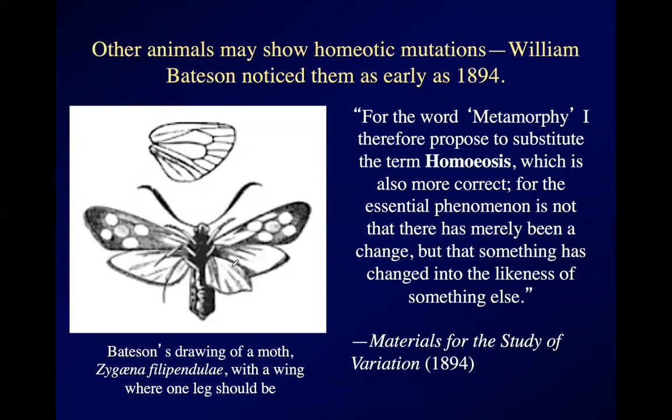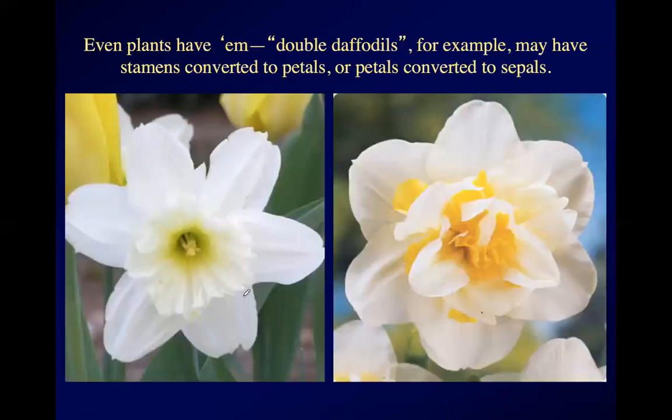This is his drawing of a moth with a different homeotic mutation. You can see on the moth's own right side, the moth has a third wing in place of a leg. As he put it, he used the term homeosis, for the essential phenomenon is not that there has merely been a change, but that something has changed into the likeness of something else. You can even find these in plants.